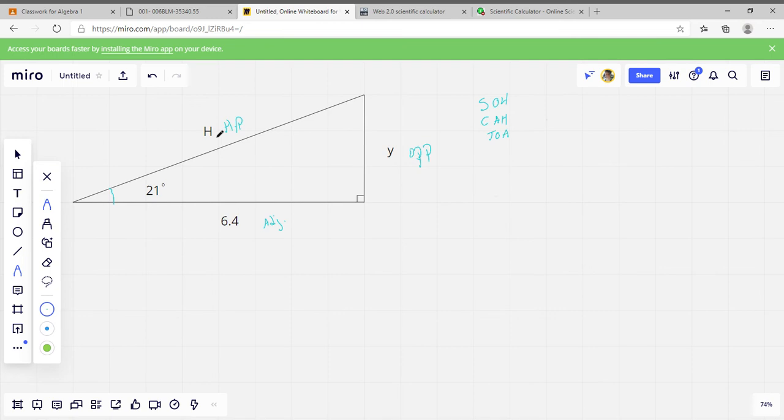Okay, so our sine of 21 is going to be equal to our opposite, which is y, over our hypotenuse, which is h. That one's not going to help us. Our cosine of 21 is going to be equal to our adjacent, which is 6.4, over our hypotenuse. That one we can use. And then our tangent of 21 is going to be our opposite, which is y, over our adjacent, which is 6.4. Okay, so we can use both of these.